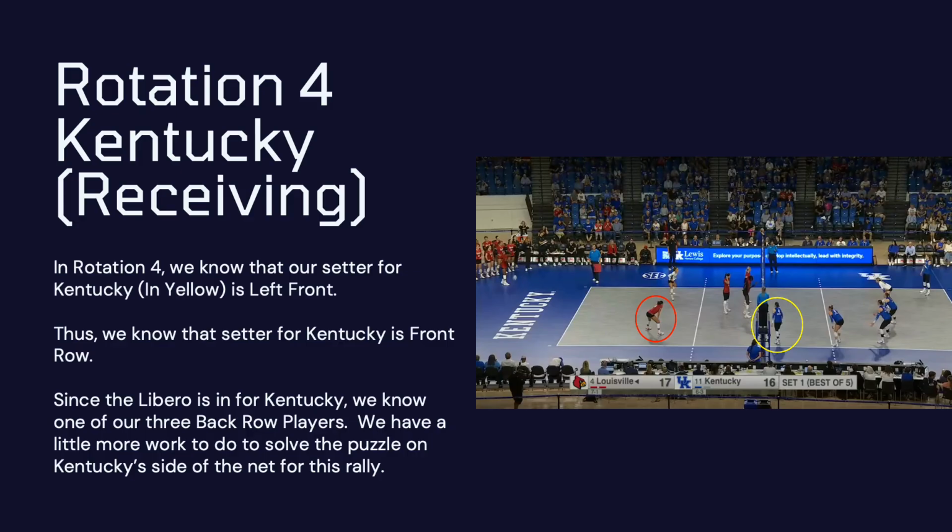In rotation 4 for Kentucky, serve receive, we know that our setter, circled in yellow, is our left front. Our libero obviously has to be a back row player. Just from these two pieces of information alone, without including opposites, we only know one of our three back row players. So we would have a little bit more work to do to solve the puzzle on Kentucky's side of the net for identifying our back row players in this particular rally.